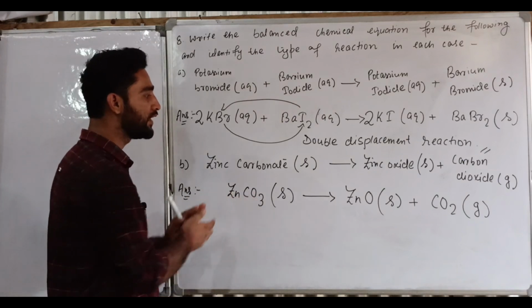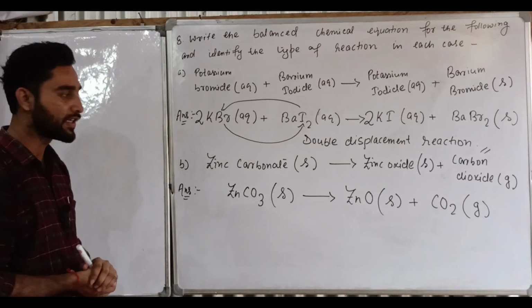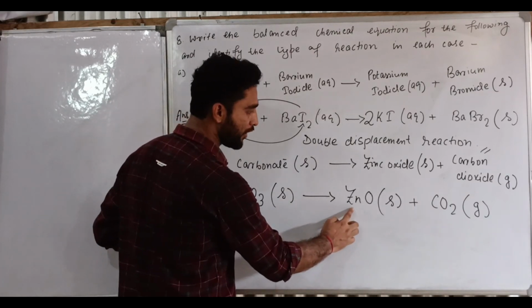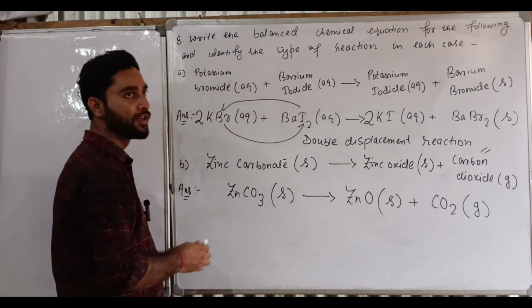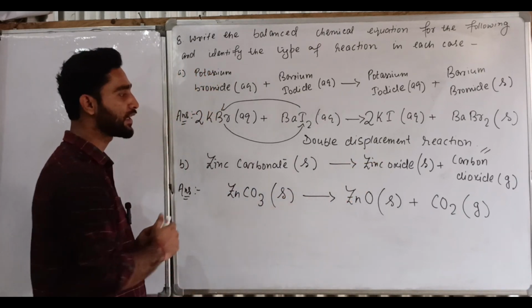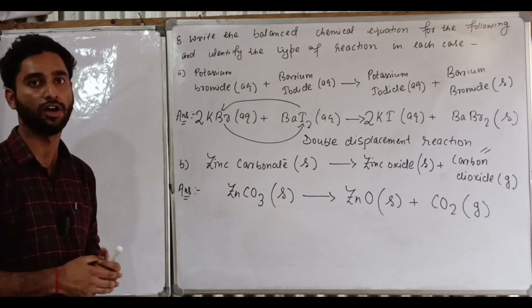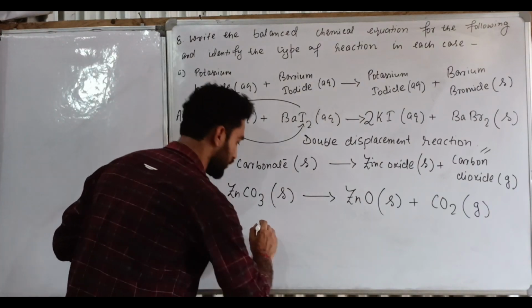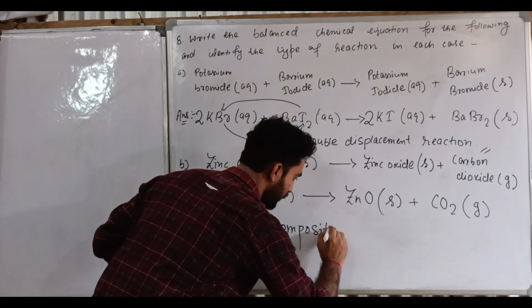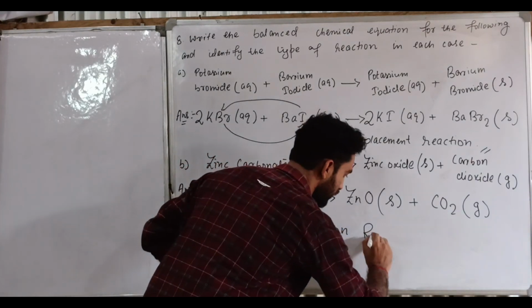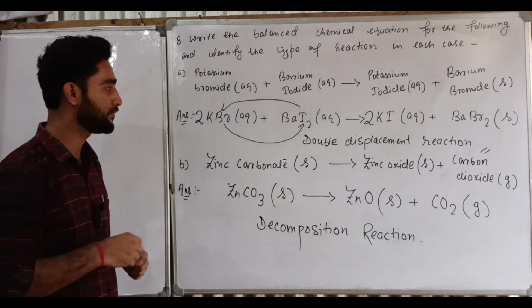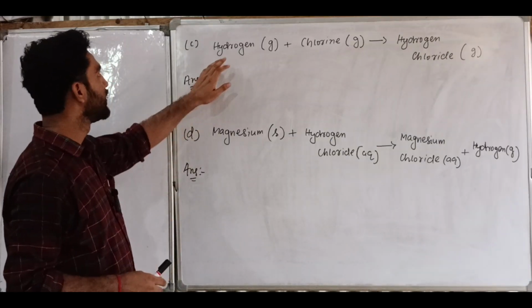Now we have to tell what kind of reaction it is. So clearly here we can see the reactant is 1. The reactant is broken down into 2 products. If a single reactant breaks into 2 or more products, it is a decomposition reaction. So it is a type of decomposition reaction.